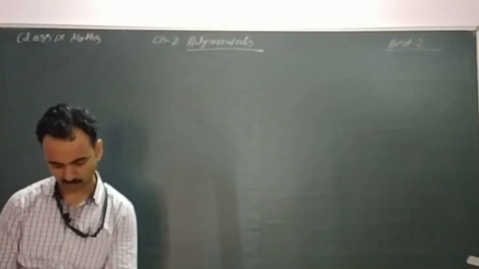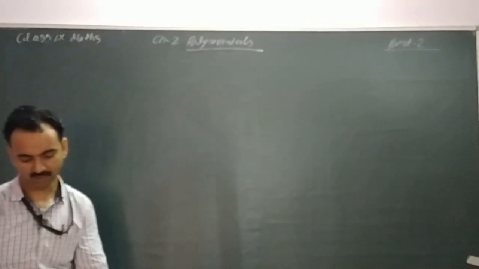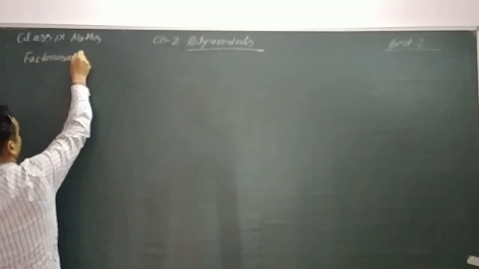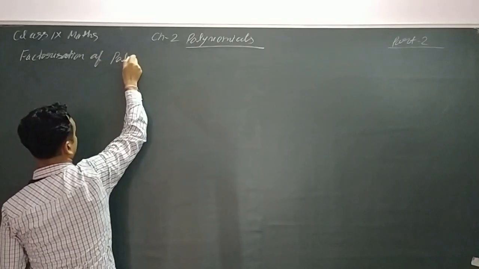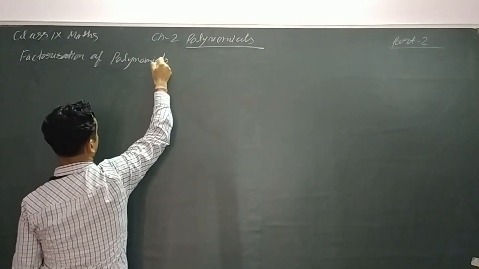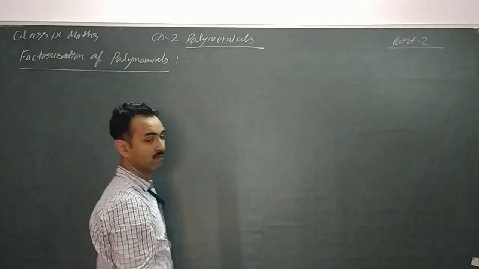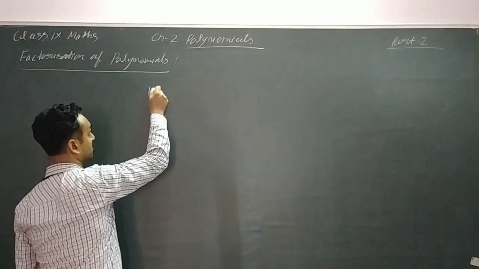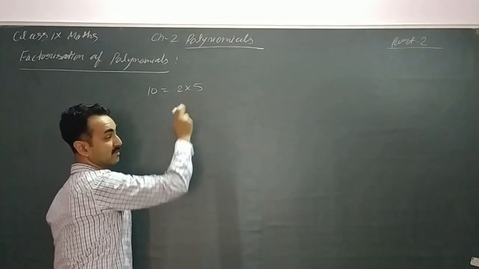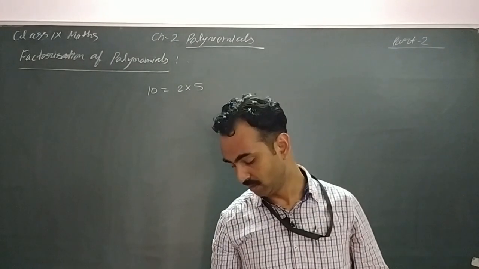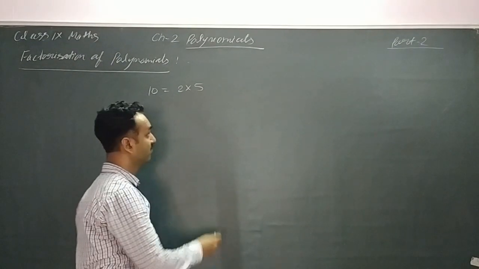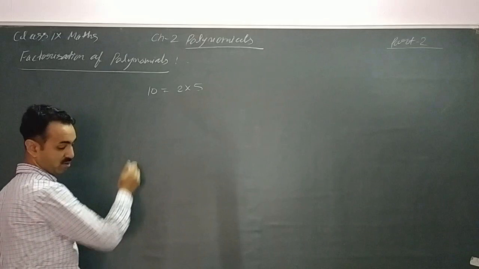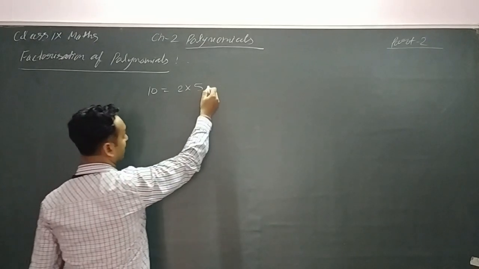Now we will learn about the next topic, which is factorization of polynomials. Factorization means we have to find the factors. Suppose you write 10 equals 2 into 5. This is called factorization. If you write a number or polynomial in factor form, it is two numbers which when you multiply you get the required polynomial. So this is called factor form.